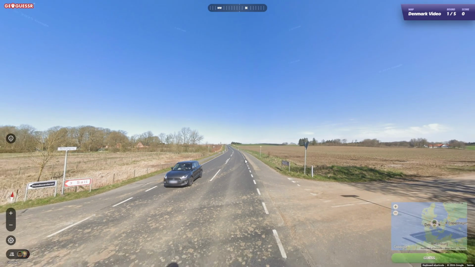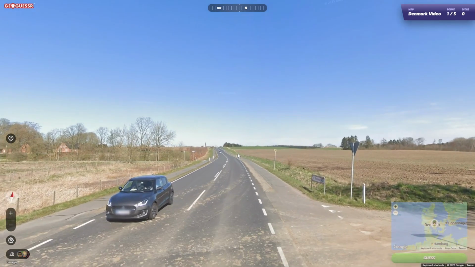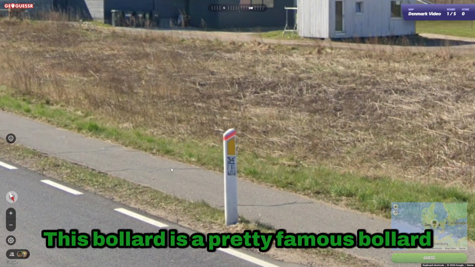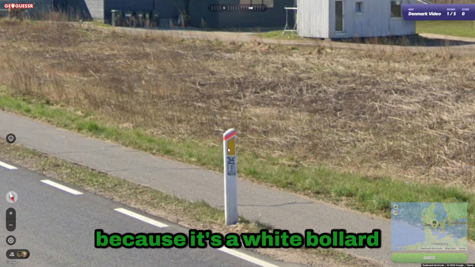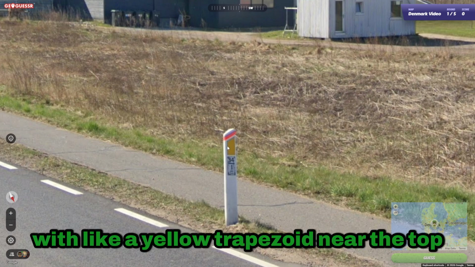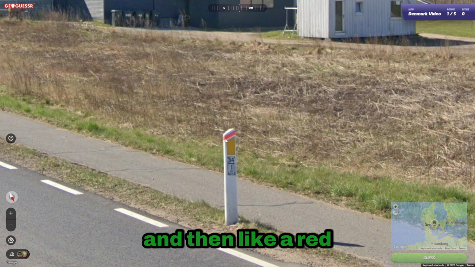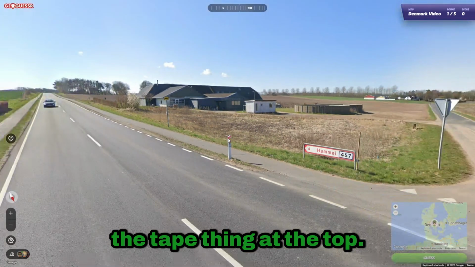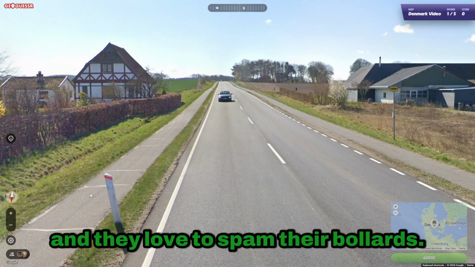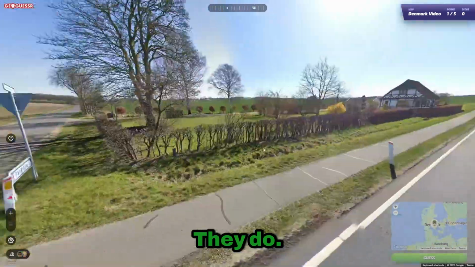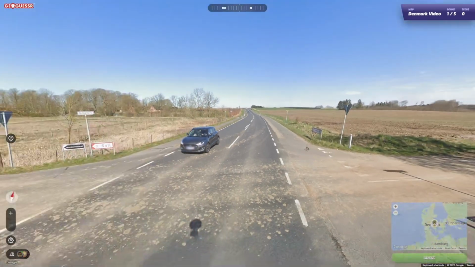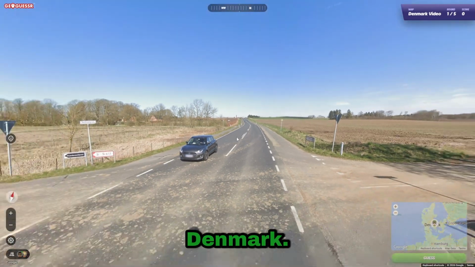So we can tell it's Denmark from the flatness, but also by the bollard. This bollard is a pretty famous bollard because it's a white bollard with a yellow trapezoid near the top, and then a red or gray little tape thing at the top. It's very identifiable, and they love to spam their bollards. So if you see this red at the top, you know it's Denmark. So we're right here, we instantly know it's Denmark.